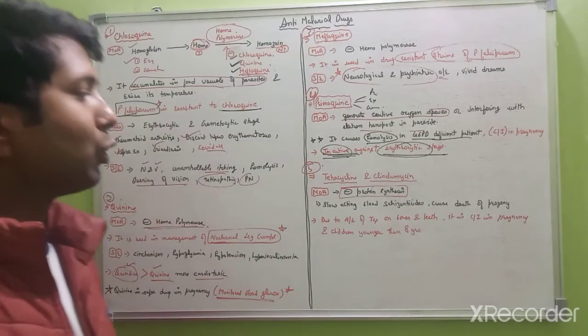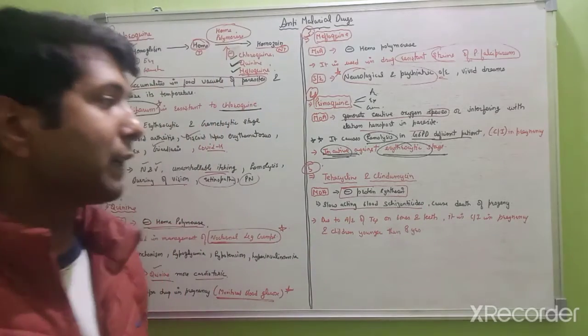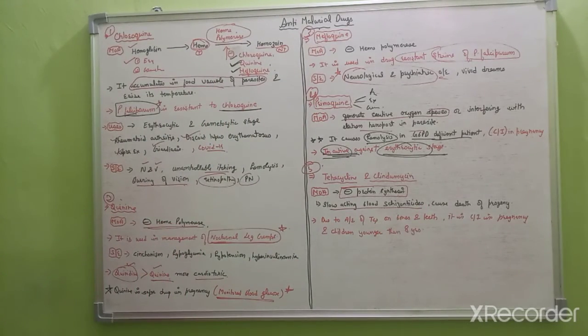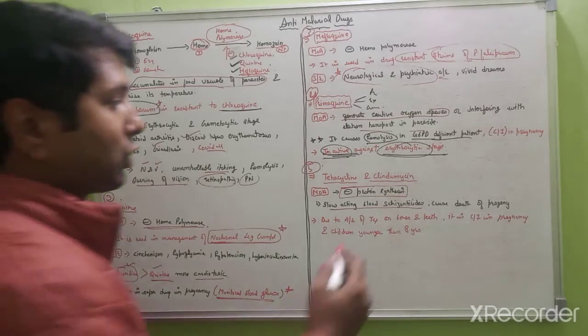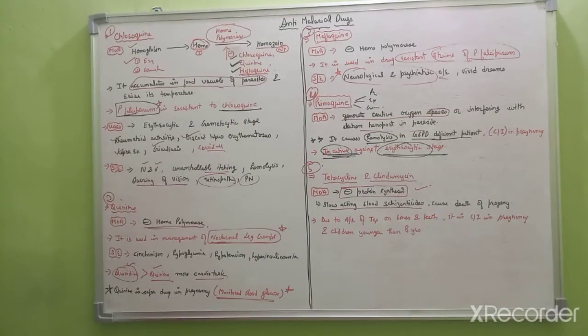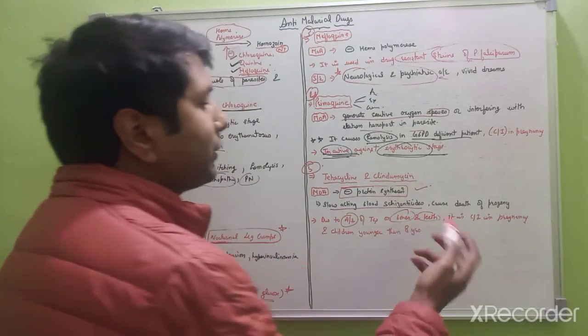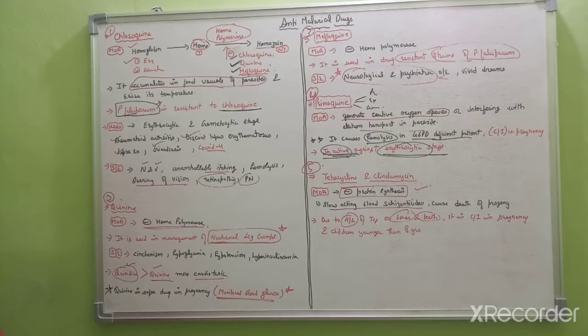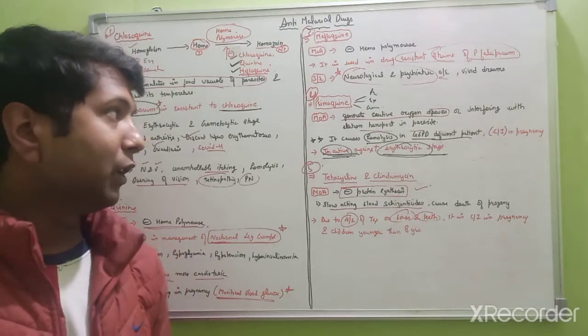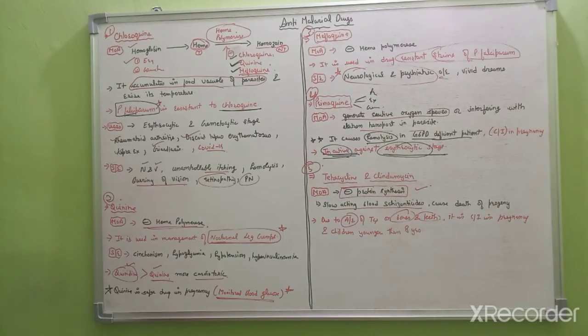So these are slow acting blood schizonticides, and they cause death of the progeny because they stop protein synthesis. Due to the adverse effect of tetracycline on the bones and the teeth, it is contraindicated in pregnancy as well as in children younger than 8 years. So this is about tetracycline and clindamycin.